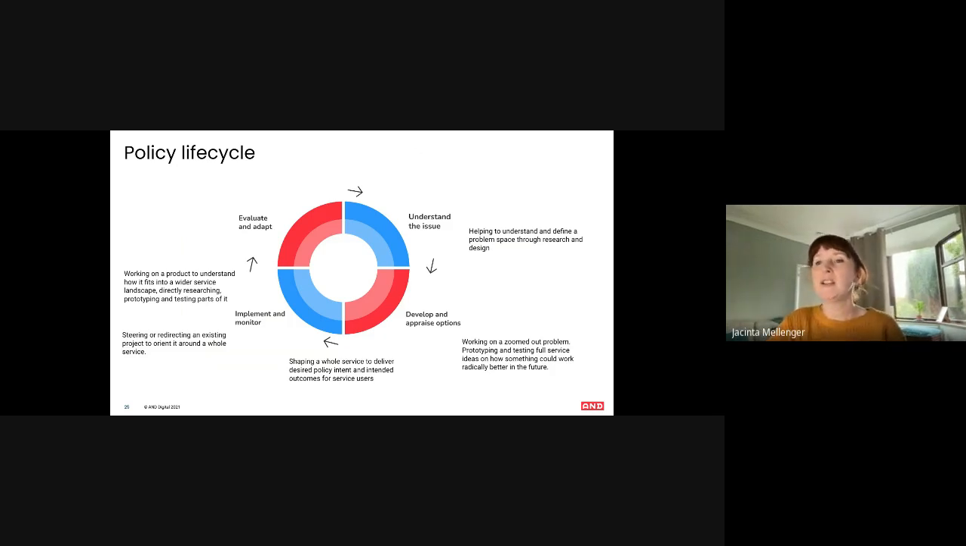Just before we get into the implementation stage, there might be a need for user-centered design practitioners to help steer or redirect an existing project or to orientate it around a whole service. And further down the line, where there's more definition for policy and there are product teams in delivery, we might be working to understand how that product fits within the wider service landscape and directly researching and prototyping and testing parts of the service.